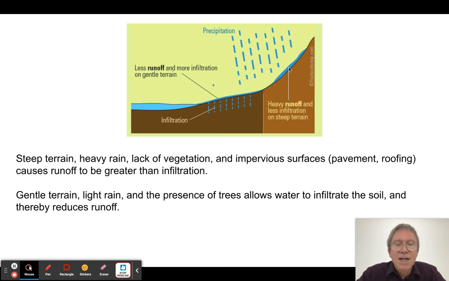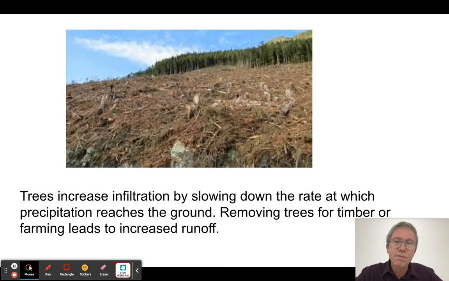I'm talking cement, asphalt, roofing materials. So what causes infiltration to occur? Well, gentle slopes, the presence of vegetation, rainfall that isn't too heavy, and soil that is porous rather than compacted or covered with impermeable surface. So those are the two things: you either get runoff or you get infiltration, and it really has to do with those factors.